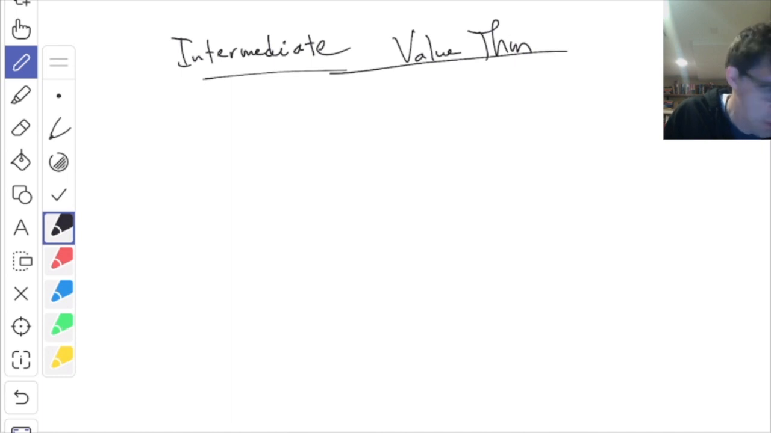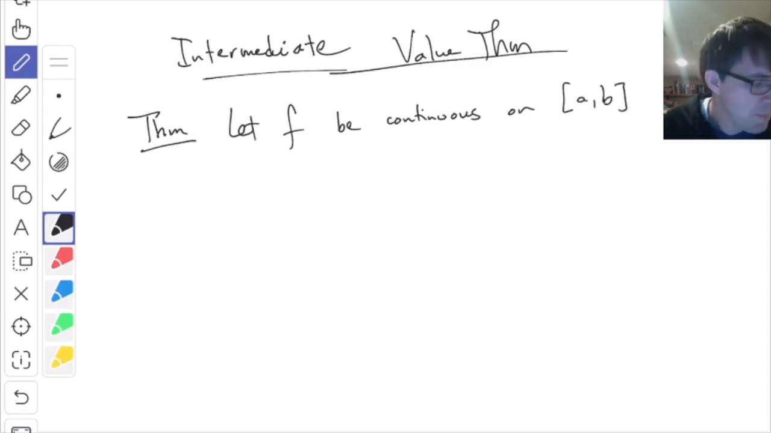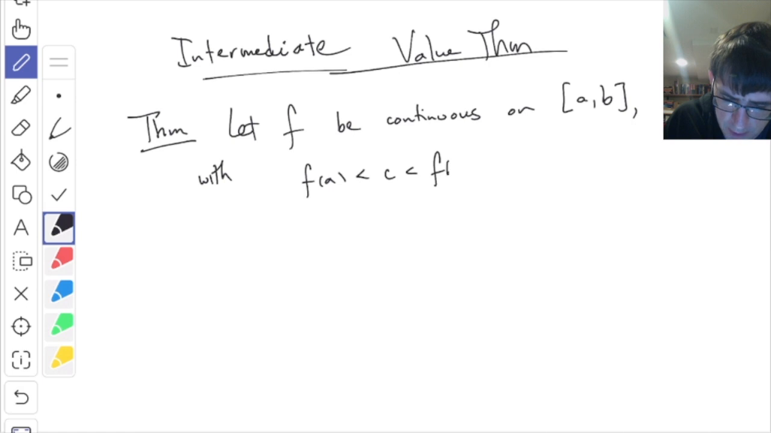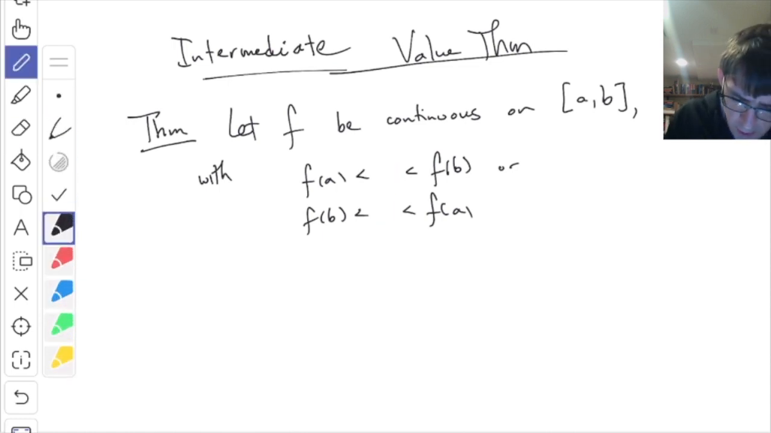So I'll just write it down as a theorem. Let f be a continuous function, since it's only true for continuous functions, and it is about closed intervals. Let f be a continuous function on a closed interval [a, b] with f(a) < c < f(b), or f(b) < c < f(a). Sorry, in our book, does it matter? Not really, but I might as well write the same. In our book, they don't use c in this position for some reason. They use L here, big L.